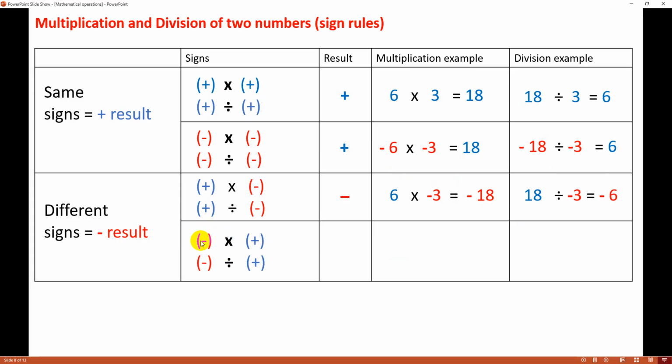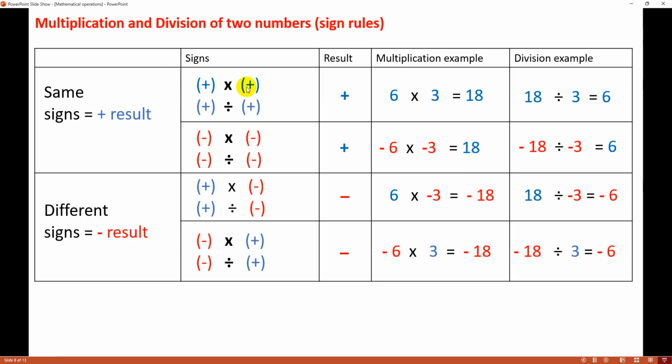Here is the same, the signs are different. Negative times positive, or negative divided by a positive, the result is negative. Negative 6 times positive 3, negative 18. Different signs, result is negative when you multiply or divide. Negative 18 divided by positive 3 is negative 6. Different signs, negative divided by positive, the result is negative.